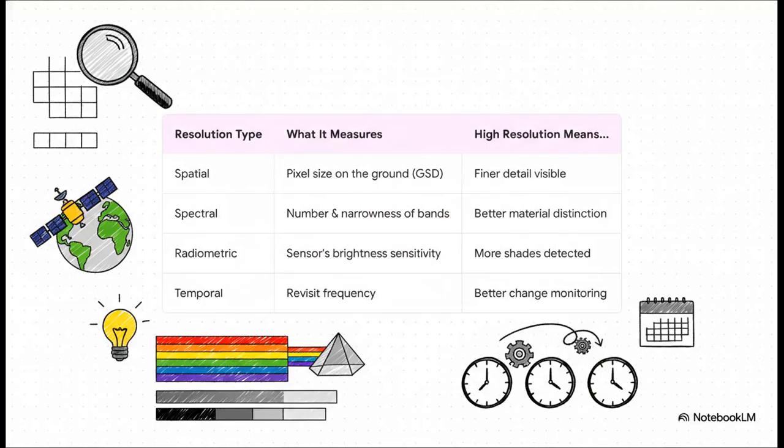You've got spatial, which is all about the fine details. You have spectral, which is about the different colors or bands it's capturing. Radiometric, which measures the shades within each color. And finally, temporal, which is all about time, how often you can get a new picture of the same spot. And the key thing to get here is that these are often trade-offs. You can't always have the absolute best of all four at the same time.